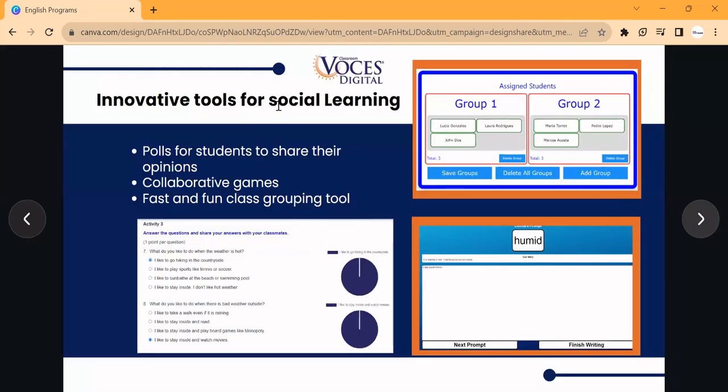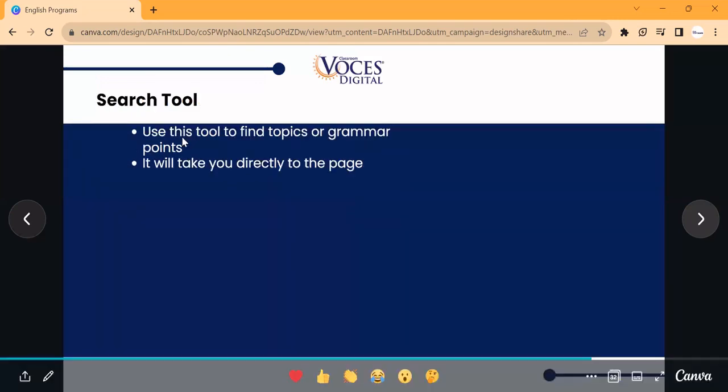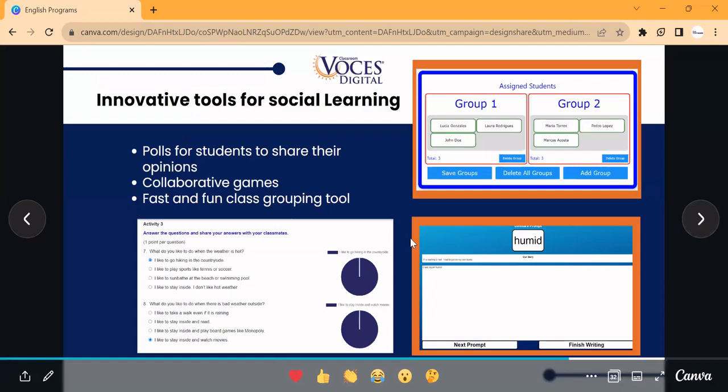We also have the tools that will allow you to support social learning. You have polls, you have the grouping tool that will allow you to split your students in different groups very easily. You have games that you can play collaboratively too. So a great way to support your classes.